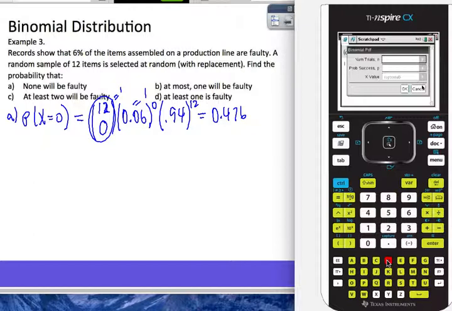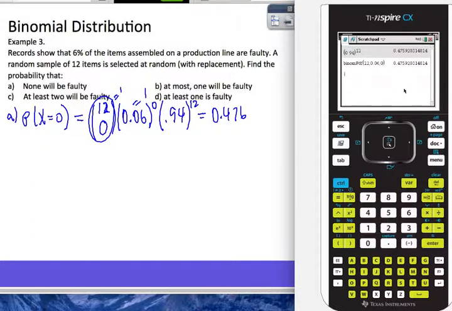So the number of trials in this case is 12. The probability of success on each trial, 0.06. Again, in this case, success is seeing a faulty. And then the x value that we're looking for is no faulties. So 0. All right, and there it is. 0.476, obviously the same answer, has to be.